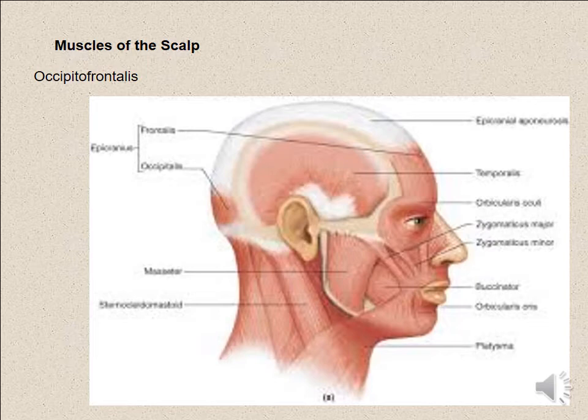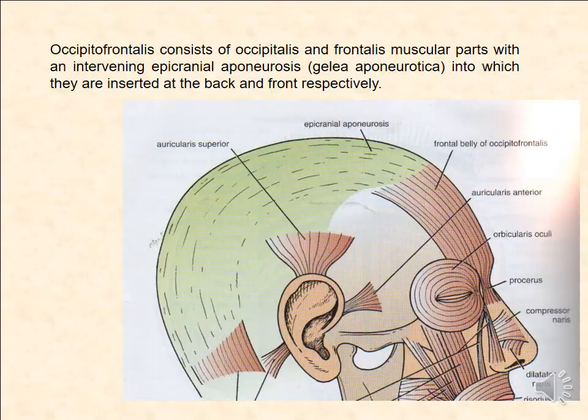Now we discuss the muscle of the scalp. We have one muscle in two parts, called the occipitofrontalis muscle. This occipitofrontalis consists of the occipitalis and frontalis muscular parts with an intervening epicranial aponeurosis, the galea aponeurotica, between these two muscles, into which they are inserted at back and front respectively. That is the origin or insertion of the occipitalis and frontalis muscular parts.